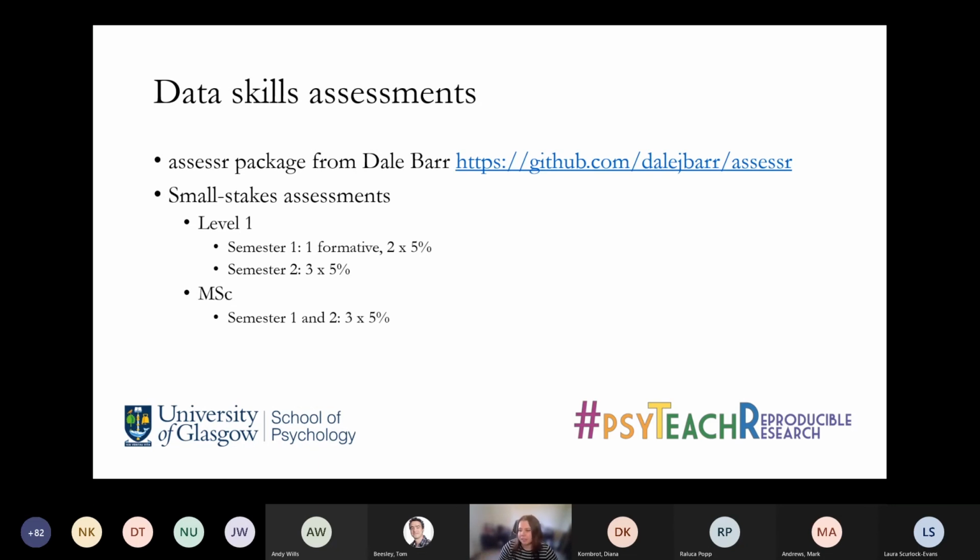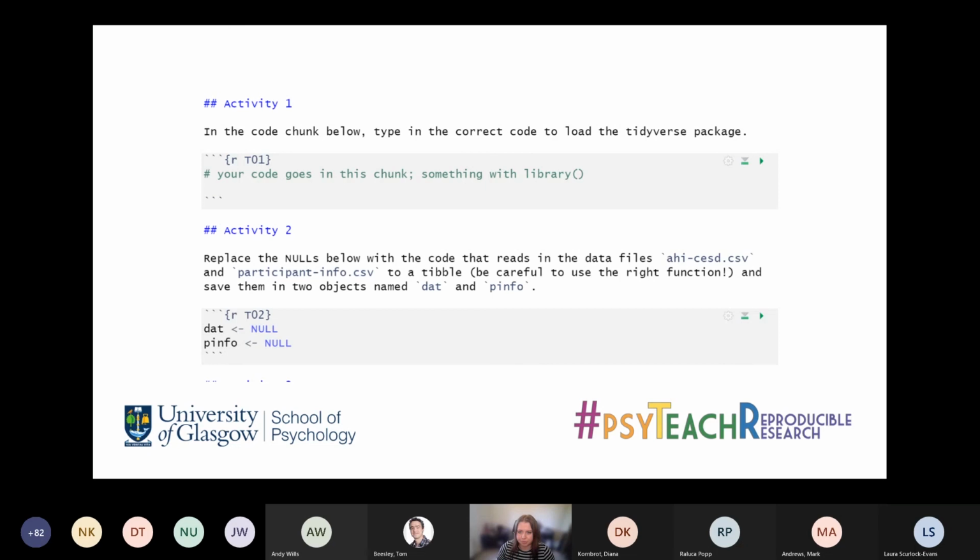Typically, the data skills assessments are small stakes. We want them to do little and often, and for them not to be afraid of failure. If these things go wrong, they have a low impact on their overall grade. So for Level 1 and for the MScs, there are 3 data skills assessments in each semester worth 5% each, although for Level 1, the first one is formative. These assessments tap a range of skills, and in the last year I've been playing around with them and trying to expand the skills that we assess and therefore the skills that we're highlighting as important.